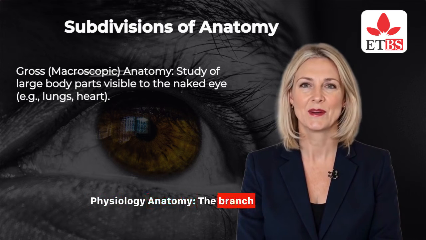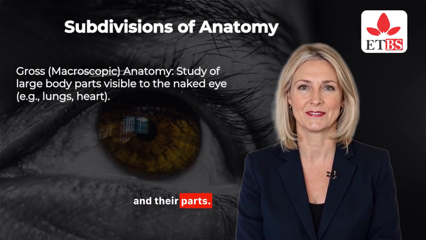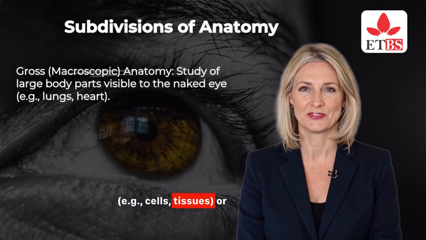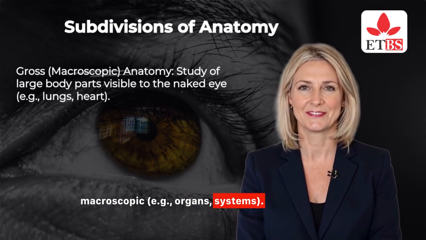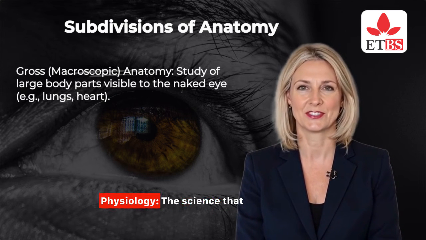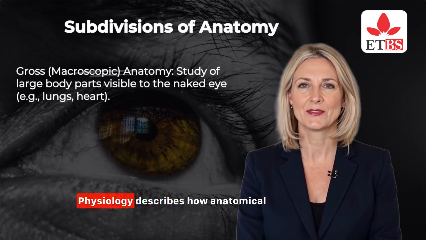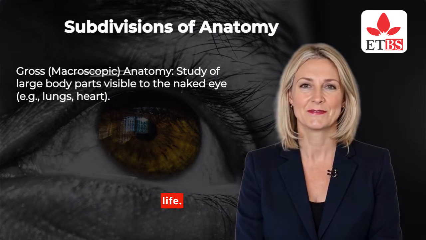First, definition of anatomy and physiology. Anatomy, the branch of biology concerned with the structure of organisms and their parts. It can be microscopic, e.g. cells, tissues, or macroscopic, e.g. organs, systems. Physiology, the science that explains the functions and mechanisms in a living system. Physiology describes how anatomical structures work and sustain life.